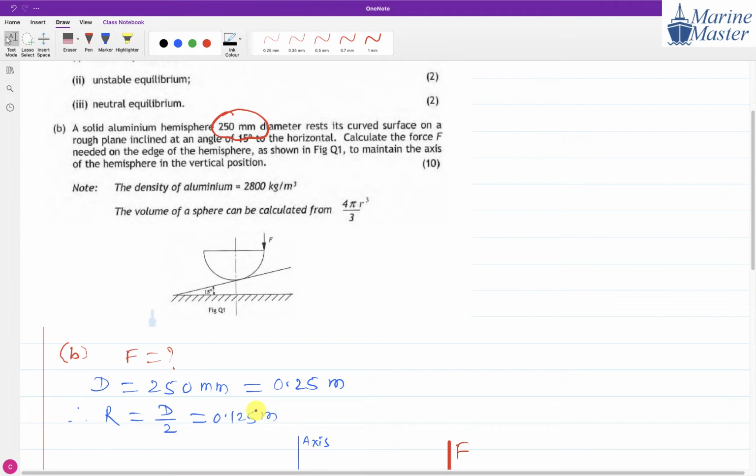Now, what they are asking us: this 250 mm diameter hemisphere is raised on its curved surface. This is the curved surface of the hemisphere. This curved surface is on a rough plane. So here we have a rough plane, which is making how much angle? 15 degrees to the horizontal.